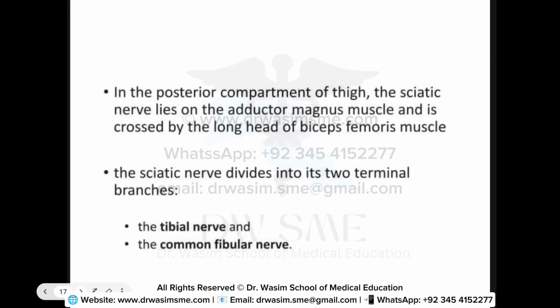Now, in the posterior compartment, the sciatic nerve lies on the adductor magnus muscle, and it is crossed by the long head of the biceps femoris muscle. The sciatic nerve divides into tibial as well as common peroneal. So, femoral and obturator divide into anterior and posterior branches, whereas the sciatic nerve is going to divide into tibial and common peroneal.